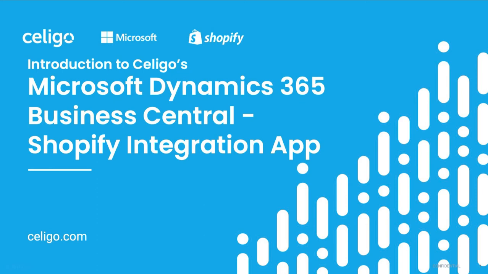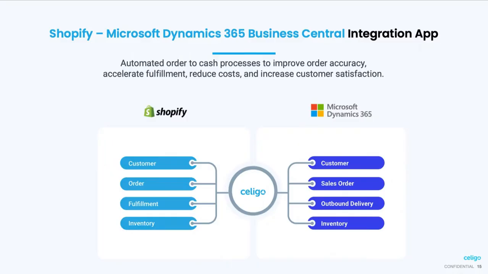Welcome to the introduction of Celigo's new Microsoft Dynamics 365 Business Central Shopify Integration App. This product fully automates order-to-fulfillment processes and synchronizes data between the Shopify storefront and Microsoft Dynamics 365 Business Central ERP. This integration app will improve your order accuracy, accelerate fulfillment, reduce costs, and increase customer satisfaction.